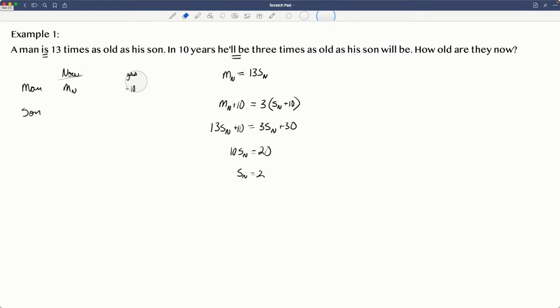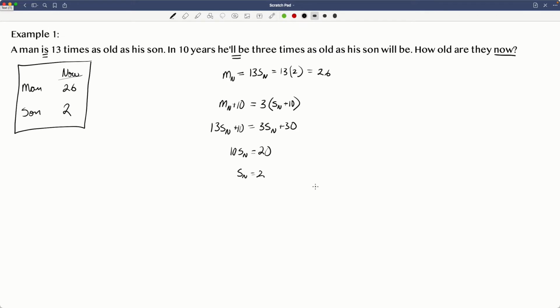And I really don't need this anymore, so I'm going to put 2 here. So now if I substitute 2 for Sn here, that's going to be 13 times 2, which is going to equal 26. And we were looking for their ages now, so that is as far as I have to go. And here is my answer.